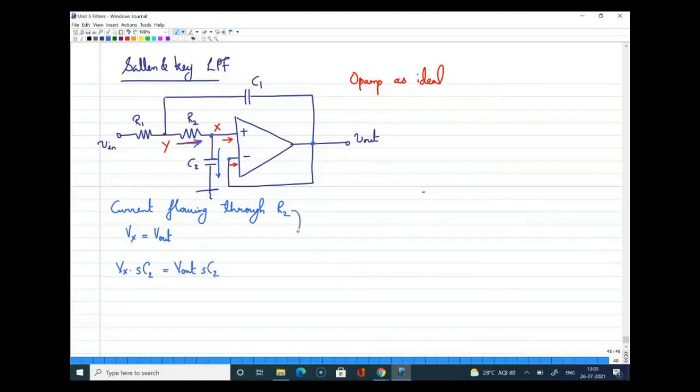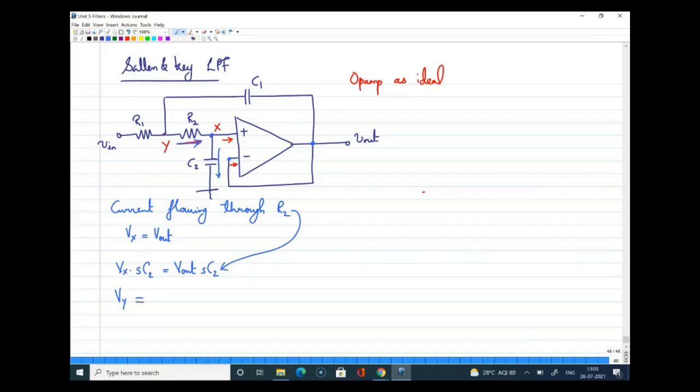Can I say this is the current flowing through R2? Because the current flowing through C2 is Vx into SC2, the same current should be flowing through R2 as well. Right, I hope this is clear. Now, can you write what is Vy? Because the ultimate aim is to get a relationship between V out and V in. That is why for intermediate points, we are writing certain equations and relating them with V in or V out. So how will I write Vy?